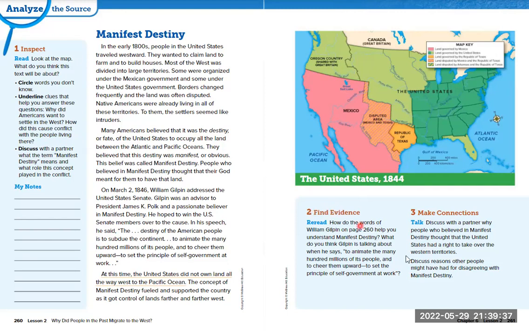And then what do you think were some reasons why people might have disagreed with manifest destiny? Do you think just because people thought that it was their right to have that land, it automatically meant that this was their land to have? So all of those, you can write down here in the notes.